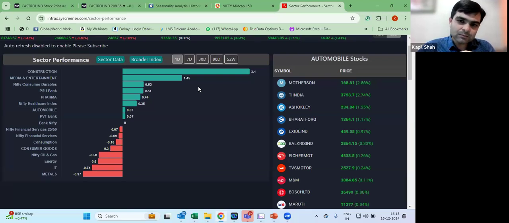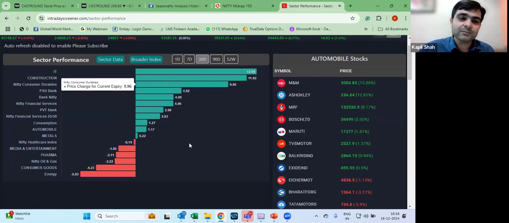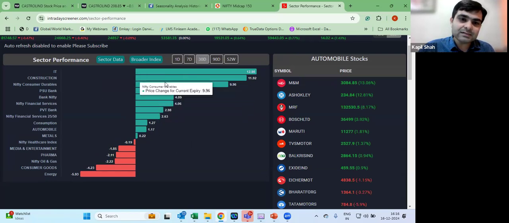Being a medium-term trader, I normally focus on the 30-day time frame. So in the 30-day time frame, I see Nifty IT is one of the strongest performers, followed by construction, followed by consumer durables, followed by the PSUs. So here I understand that in my past 30 trading sessions, these are the sectors that normally did well. Then I try to find out who the consistent ones are. IT, construction, consumer durables, PSU banks and financial services did well on the 30-day time scale.